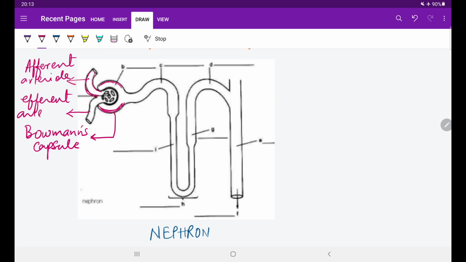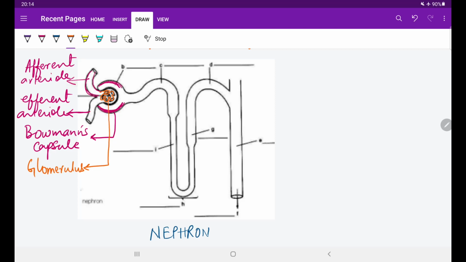Now, the difference between them is that the afferent arteriole brings the blood to the nephron, and the blood goes into the Bowman's capsule through the afferent arteriole, and the efferent arteriole takes the blood away, out of the Bowman's capsule. Once the afferent arteriole enters the Bowman's capsule, it divides into a tuft of blood capillaries. You can see the tuft of blood capillaries here, and this complicated network of blood capillaries is called the glomerulus.